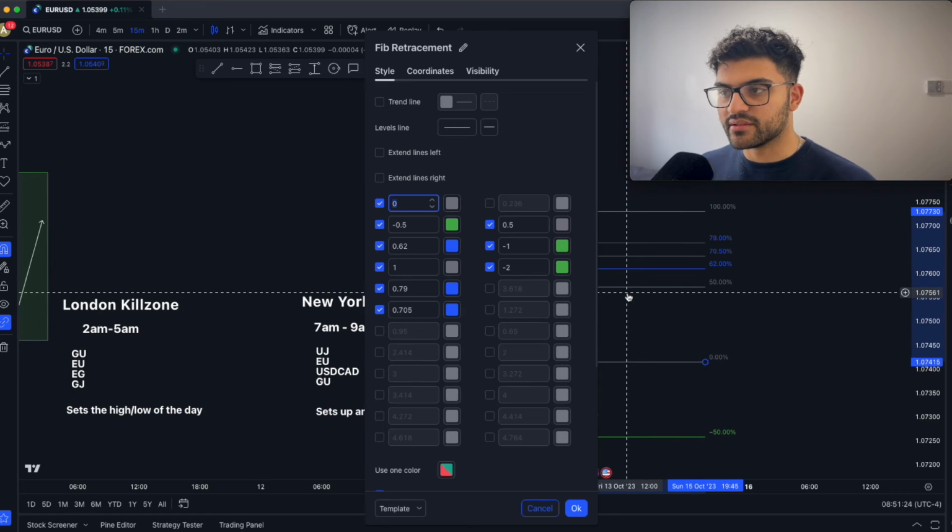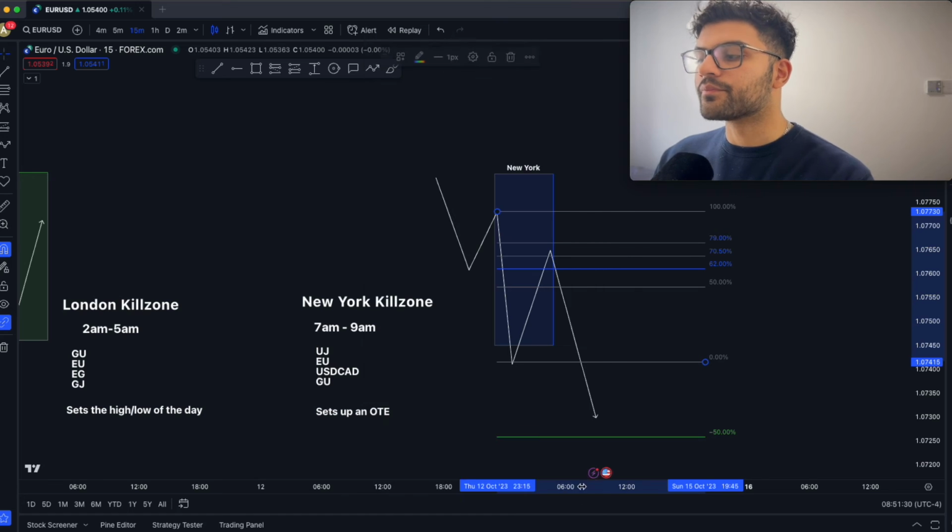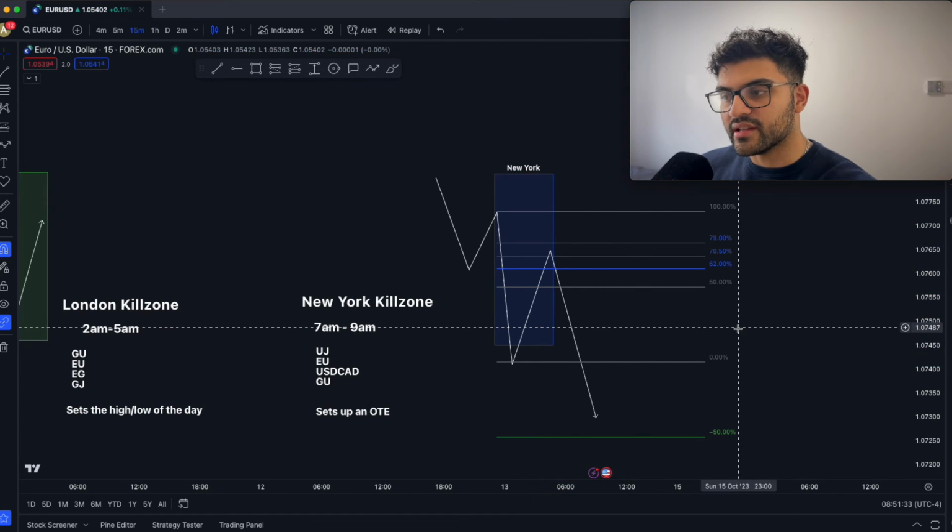Okay, and these are my fib settings. So if you want to copy it or take a screenshot, go for it. But this is what we're going to be looking for, an OTE, a retracement. This could be on the 15-minute, on the lower time frames.